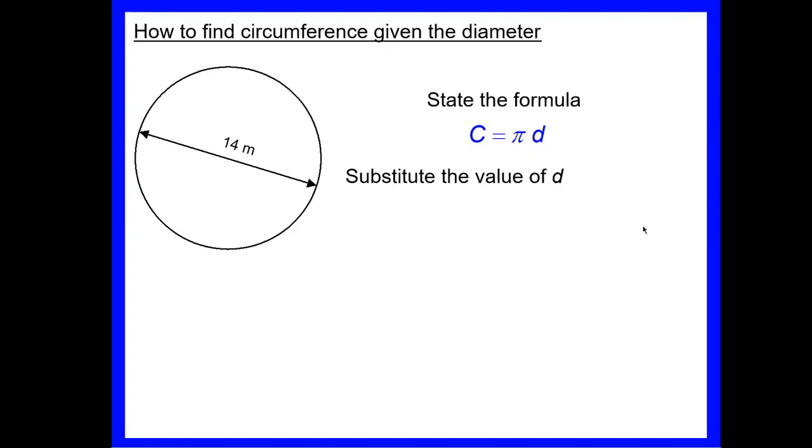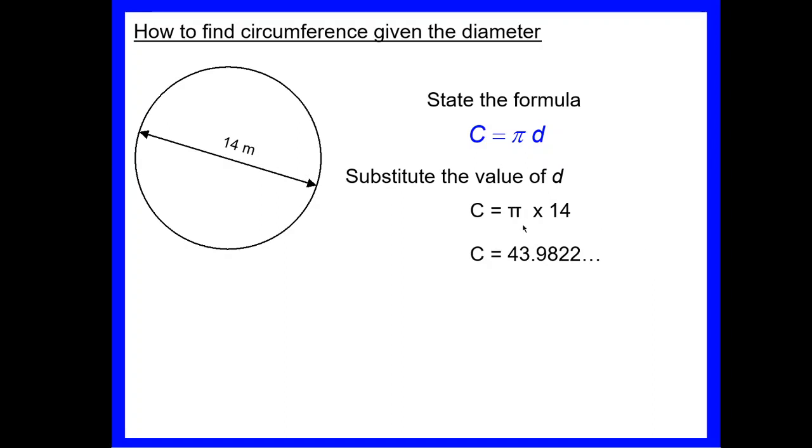So all we need to do is substitute the value of d into the formula. Now remember, pi next to d means pi times by d. So with algebra, when things are next to each other, they are multiplied. So we're going to do C equals pi times 14. If we put that into our calculator, we get 43.9822 and some other numbers.